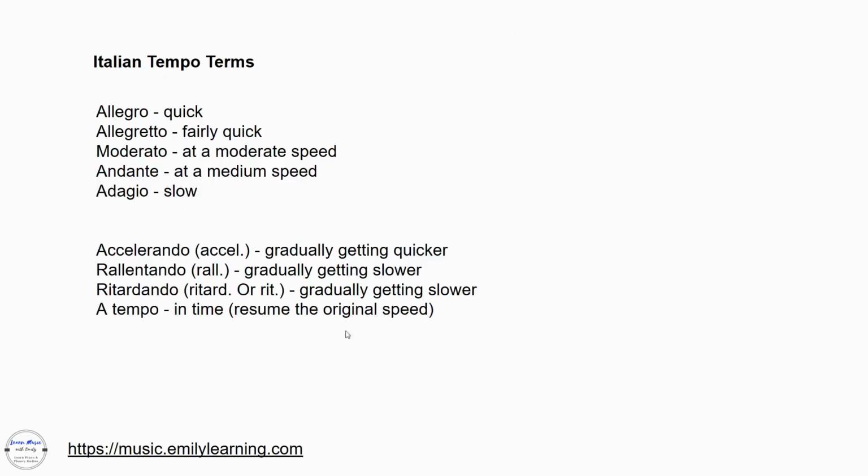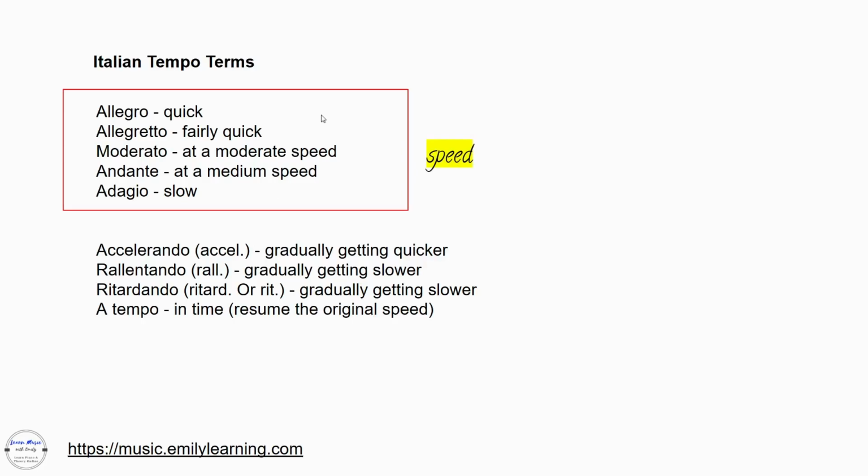So these are the 9 tempo terms here: allegro, allegretto, moderato, andante, adagio, accelerando, rallentando, ritardando, and a tempo. I've divided them into 2 groups, and I'll talk more about why now. The first group refers to the actual speed at which the music is to be played. The second group, which we will also go through later in this video, refers to a change in speed.